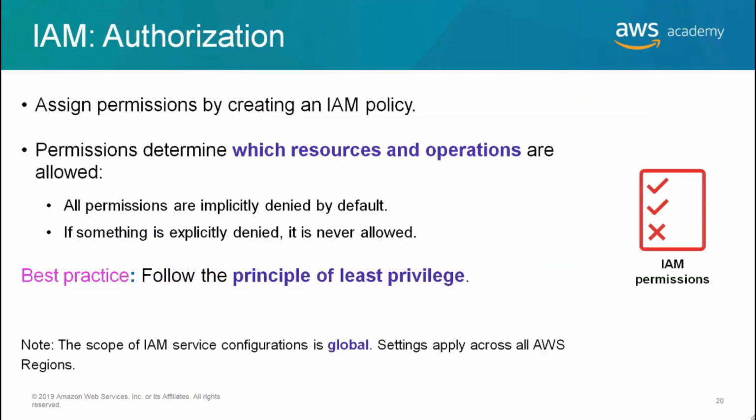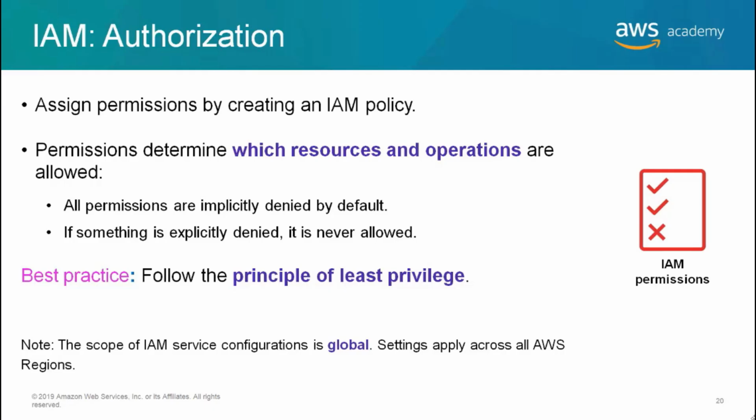And authorization, as I said, permissions determine which resources and operations are allowed. But by default, all permissions are implicitly denied. And if something is explicitly denied, it is never allowed. The best practice is always to follow the principle of least privilege. That means it's always better to give exactly the privilege a user needs. Giving anything more than that leads to some security issues.